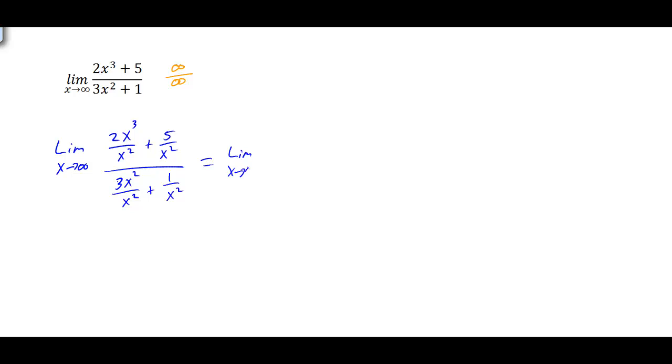And if we simplify each term, we have 2x cubed over x squared. That'll reduce to 2x plus 5 over x squared. And then the x squares cancel on the bottom, so we're left with 3 plus 1 over x squared.